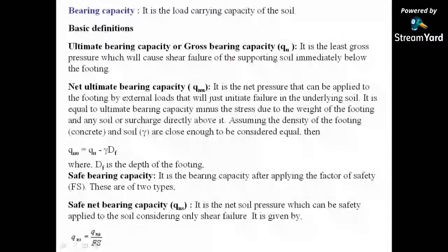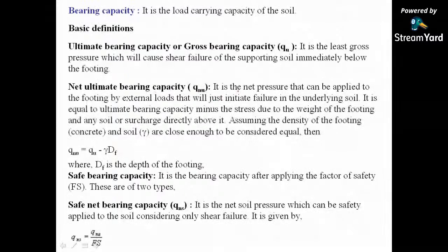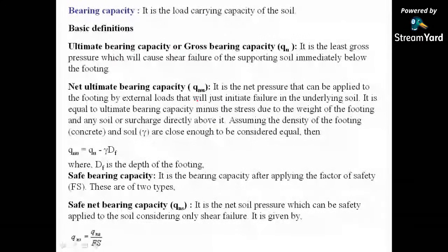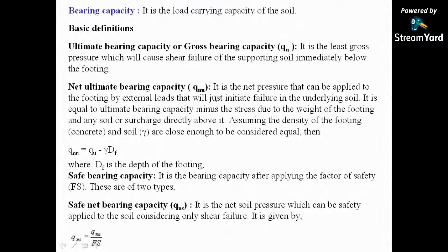Next is your net ultimate bearing capacity, QNU. It is the net pressure that can be applied to the footing by external loads that will just initiate failure in the underlying soil. It is equal to the ultimate bearing capacity minus the stress due to weight of the footing and any soil or surcharge directly above it. Assuming the density of the footing, which is made up of concrete, and soil gamma, which is underlying the concrete footing, are close enough to be considered equal, then QNU will be equal to QU minus gamma into DF, where DF is the depth of footing.